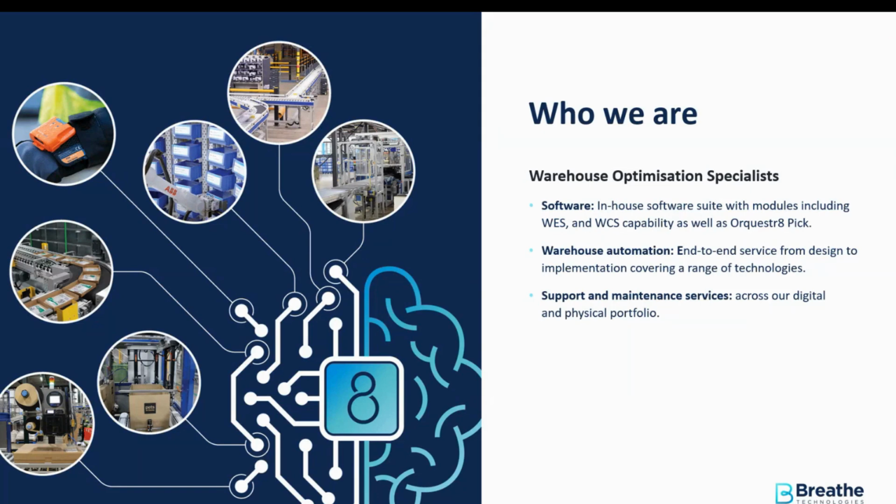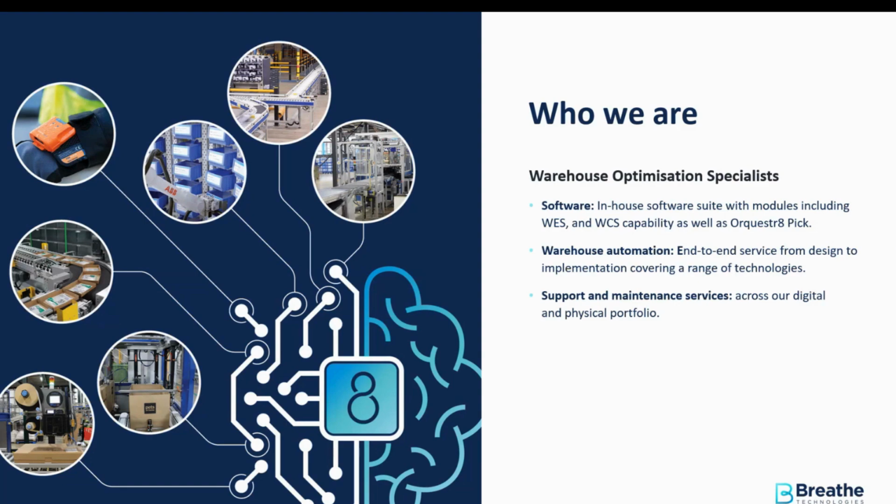As this slide says, we have three main streams: software, warehouse automation, and support. Our software suite is in-house developed. It comprises many modules covering most of the aspects of a WES or WCS system, including our Orquestr8 Pick Optimization, which is what we're here about. Our automation ability: we're a hardware-agnostic integrator, so we pick the most appropriate solution for our customer's problem. We're not tied to certain products or certain suppliers. We will supply what we think is best.